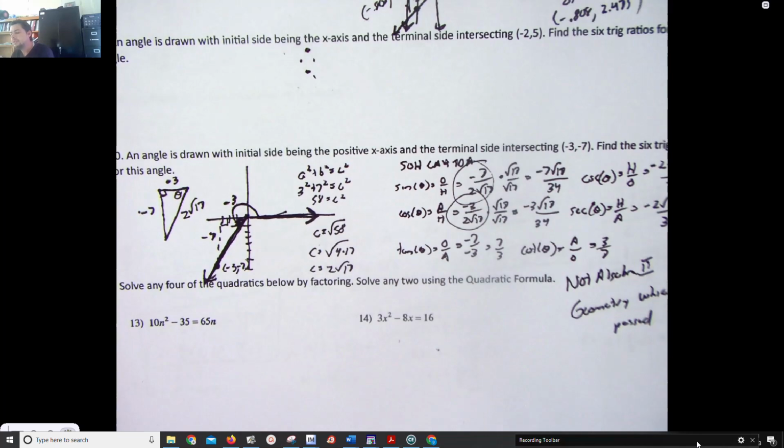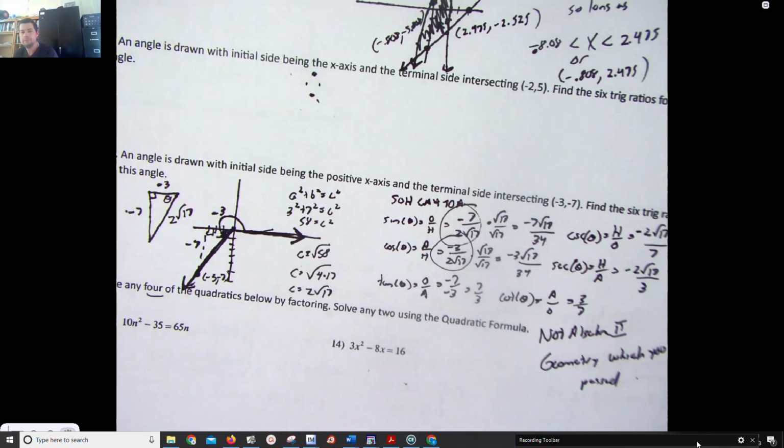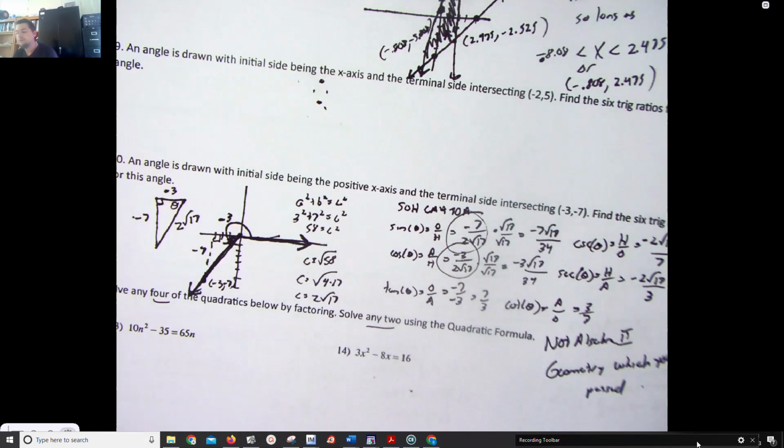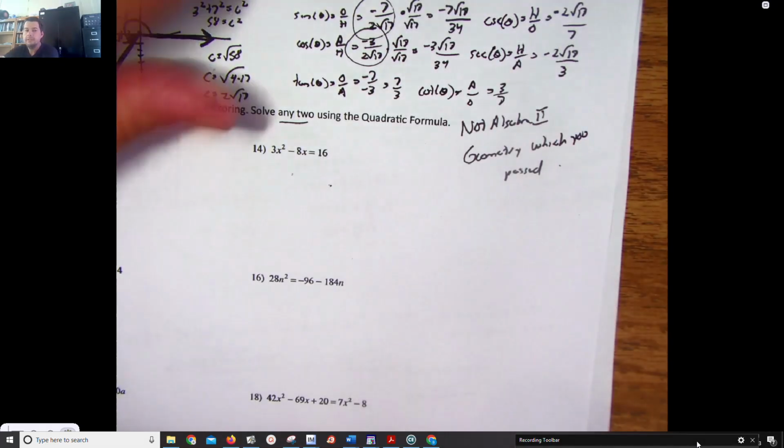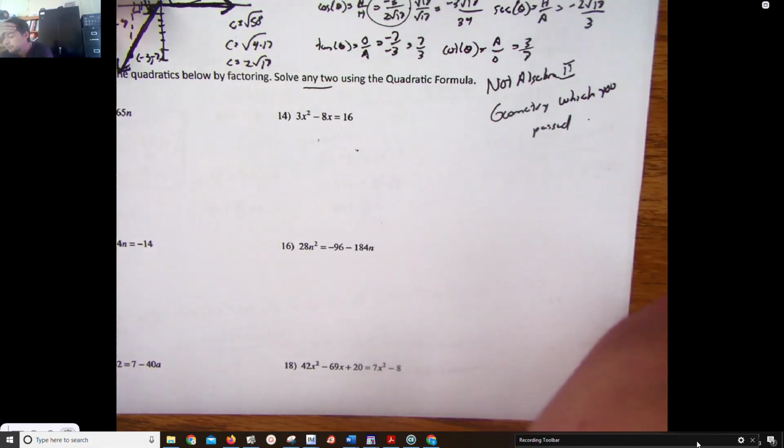I'm going to do 2 more of these. It says you can do any 4 by factoring and any 2 using the quadratic formula. Every one of them factors, but I want you to do 4 of them factored, 2 of them with the quadratic formula. I'm going to do 1 of each. But I know they all factor. So I'm going to do 18, and I'm going to factor it because there's not a whole lot of room.